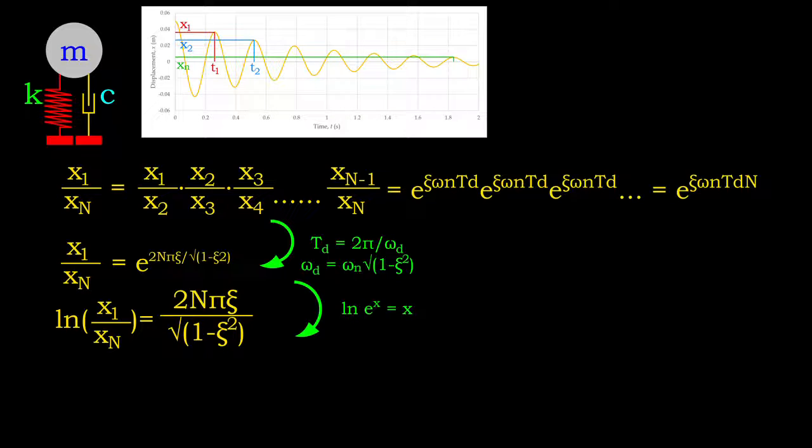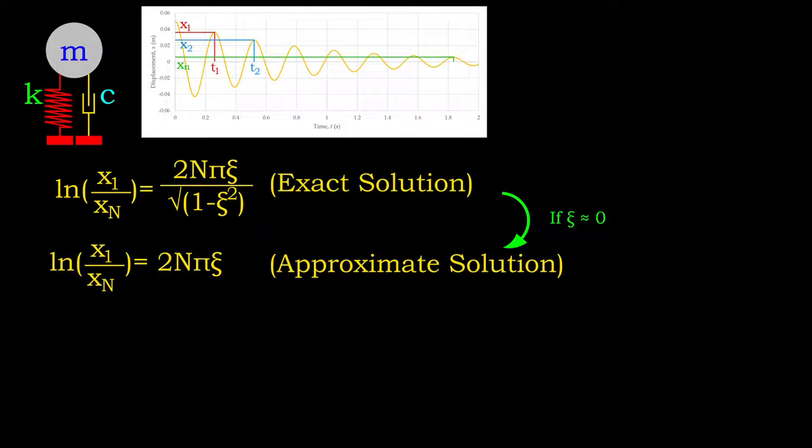Going through the same process as we demonstrated previously, the number of cycles n is now considered. When the damping ratio is small, the expression may be reduced to the following approximate solution form. When the damping ratio is not negligible, we should not reduce the expression. Instead, we need to derive the exact solution from the full expression.